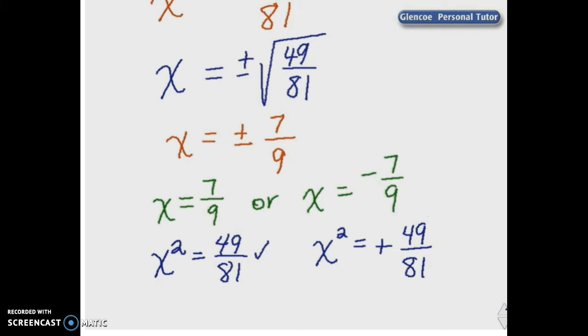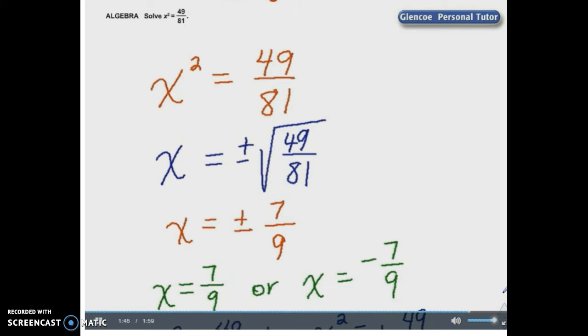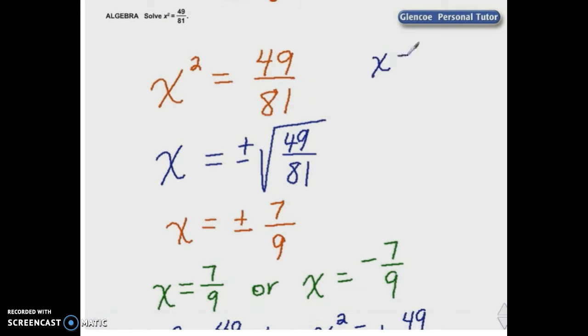Both solutions work in the original equation. So x is equal to 7/9, or x is equal to negative 7/9.